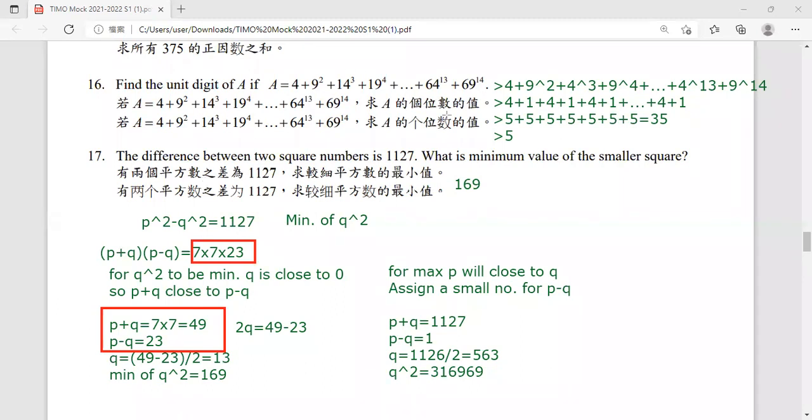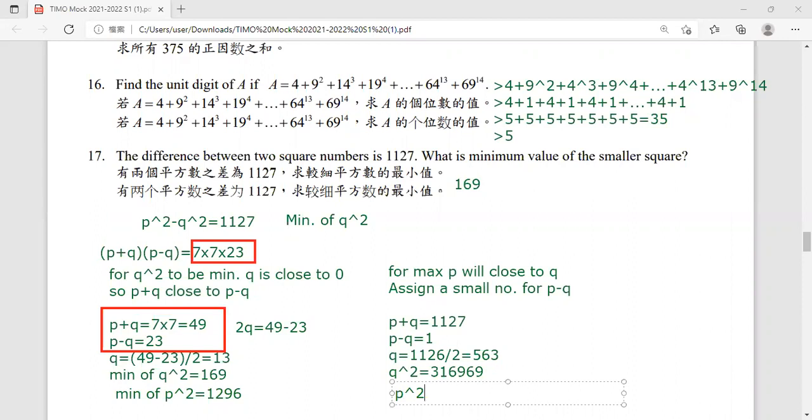Actually, for this, someone asked me how to find the minimum and maximum value for the biggest square. Actually, it's the same as this one. In this case, this is also the minimum of p squared, we will equal 1. And then this is also the maximum of p squared.